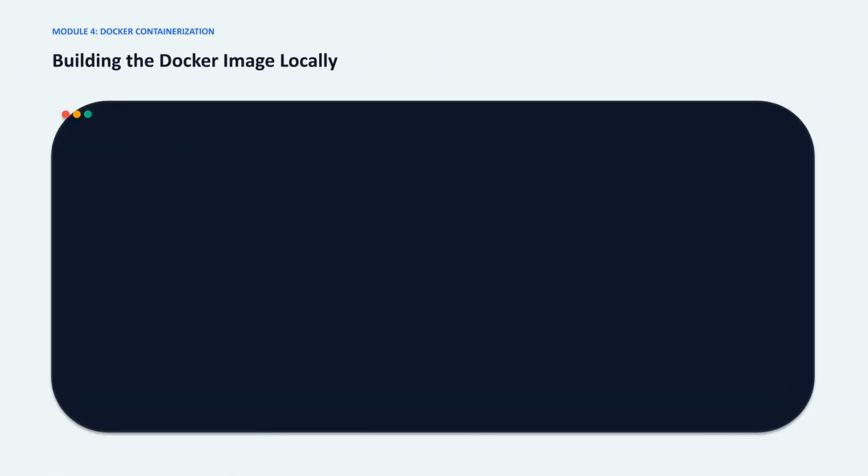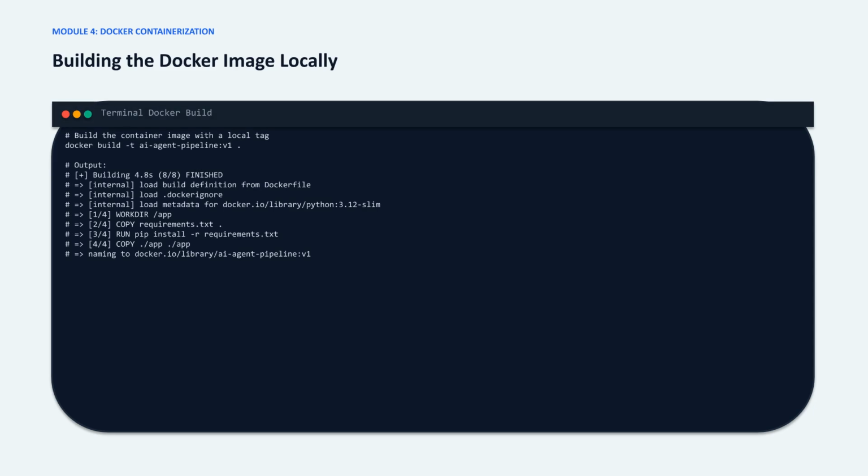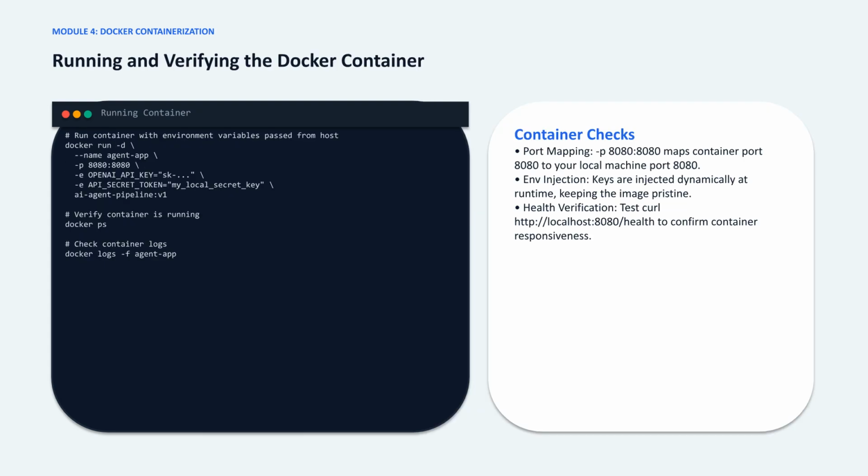Building the image locally is straightforward. Use the docker build command with a descriptive tag. This process creates immutable layers that can be pushed to any container registry, ensuring the exact same code runs in development and production. To run your container, use the docker run command and inject your API keys as environment variables at runtime. This practice keeps your image clean and allows you to swap configurations without rebuilding the application.